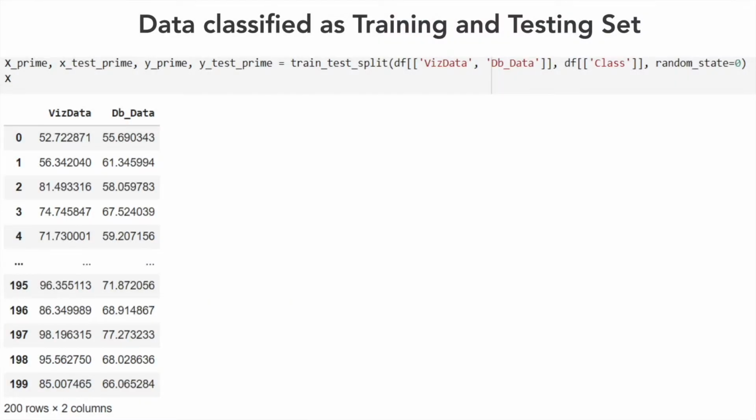Now you can see that we gathered around 200 data points. We divided the data into two sets, a training set and a testing set. We used 75% of the data as training and 25% as the testing set. Next slide.